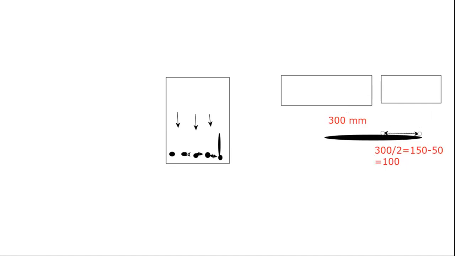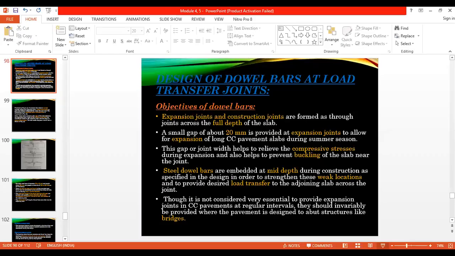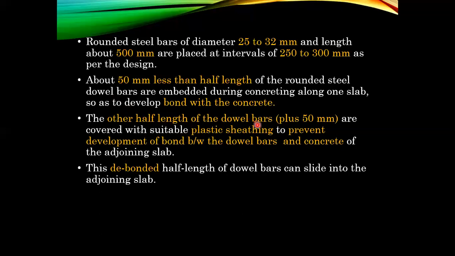Okay, this length, about one third of the length of the bar, should be embedded in the concrete. Why should it be embedded in the concrete? To make a proper bond between the steel bar and concrete. For the bonding purpose, this 100 mm, that is 50 mm less than half the length, will be embedded. Similarly, the remaining length I will show. You can see here, the remaining length means the other half length of the dowel bar plus 50 mm. Other half length means 300 divided by 2 is 150.